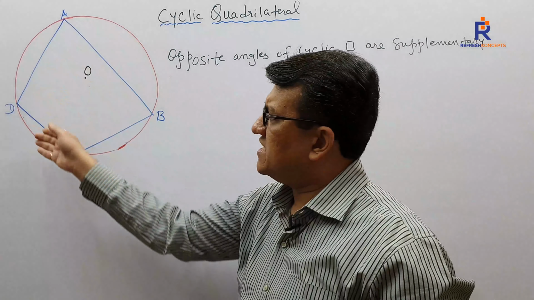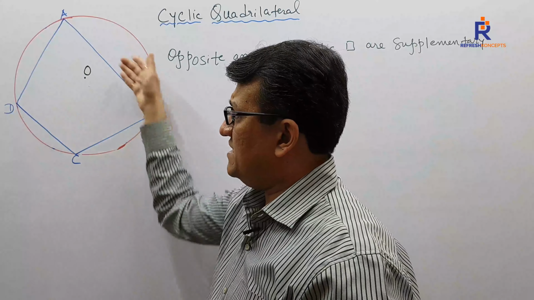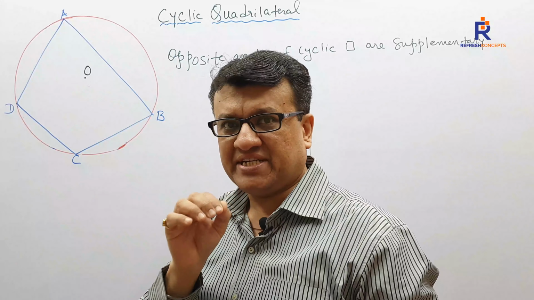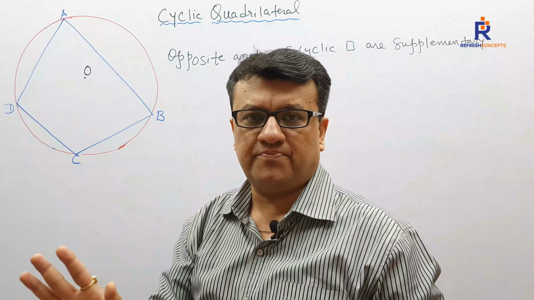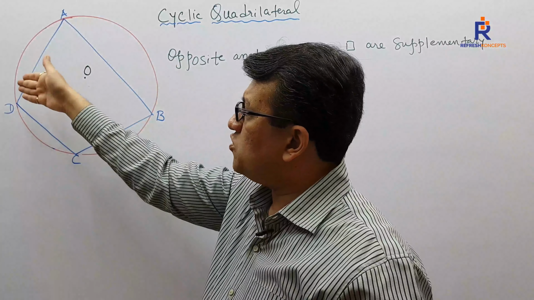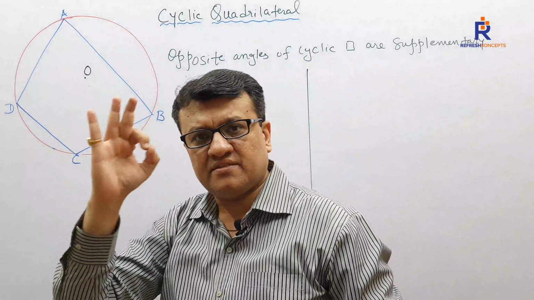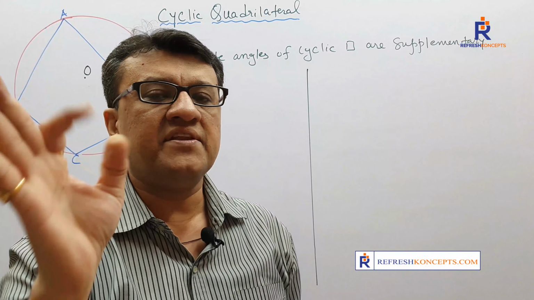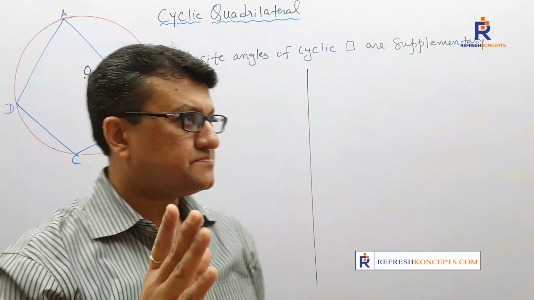Can I say the given figure, quadrilateral ABCD, is any random quadrilateral? I have not drawn any specific rectangle, parallelogram, square, or rhombus. No, it is a random quadrilateral. Are all four vertices lying on the circumference? Therefore, it's a cyclic quadrilateral. This is the definition of a cyclic quadrilateral.